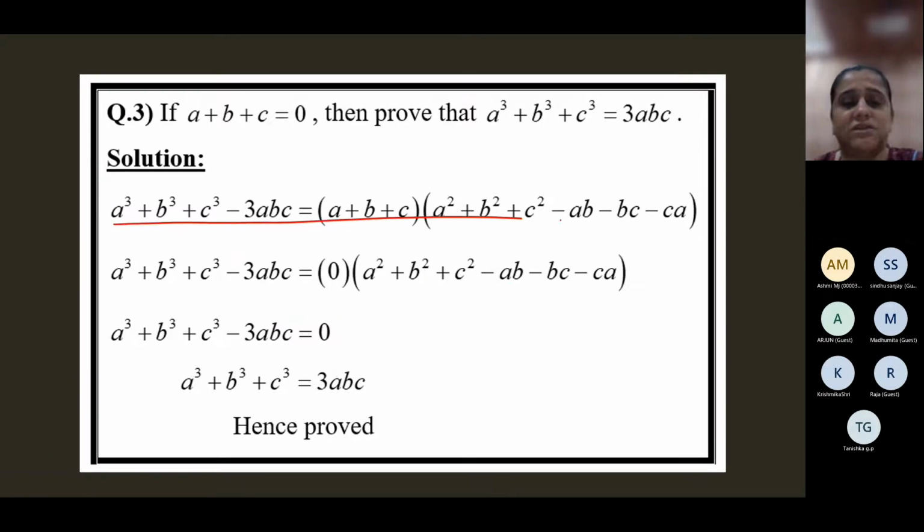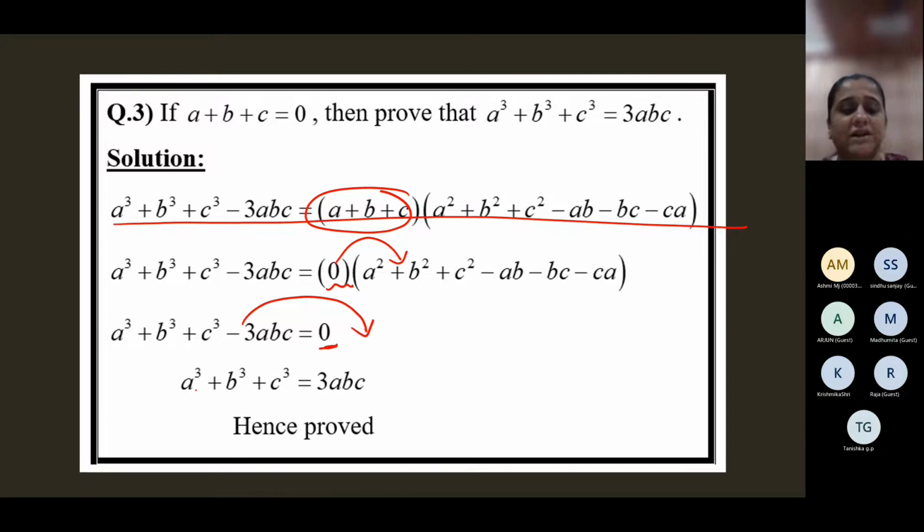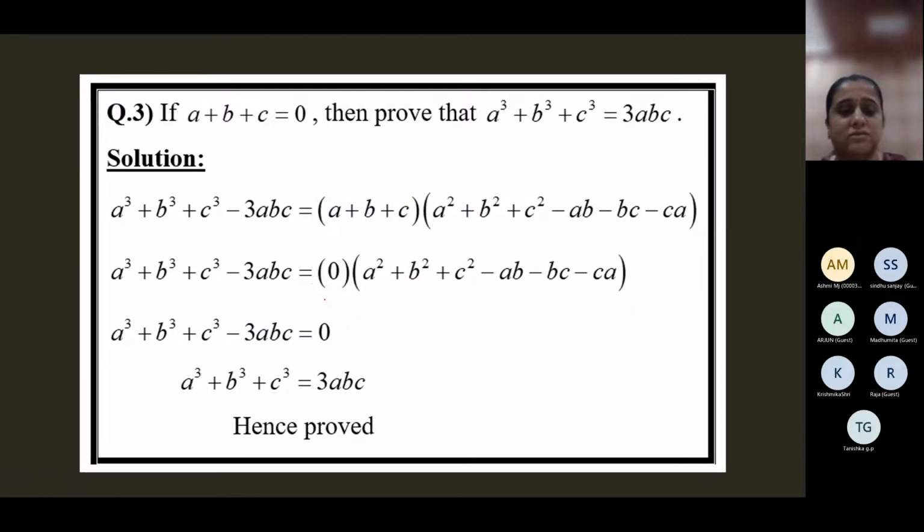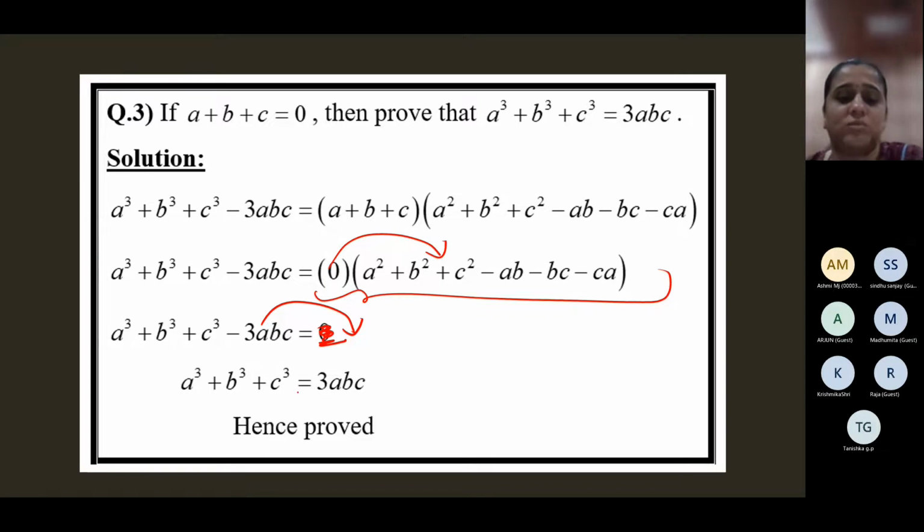So first write this identity. Then in the next step, in place of A plus B plus C, use 0. 0 into this expression is 0. Then transpose this. Minus 3ABC will come here as plus 3ABC. So you get the result A cube plus B cube plus C cube is equal to 3ABC. See, this entire thing becomes 0. 0 into this expression is 0. That's all. So now when you bring this here, it will become plus 3ABC. So you don't have to write 0. So we have proved that A cube plus B cube plus C cube is equal to 3ABC.